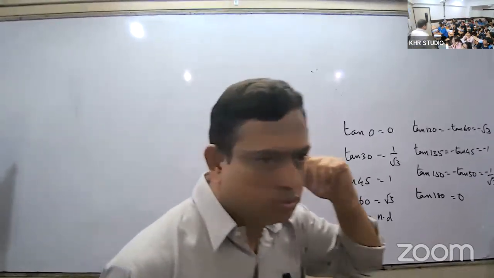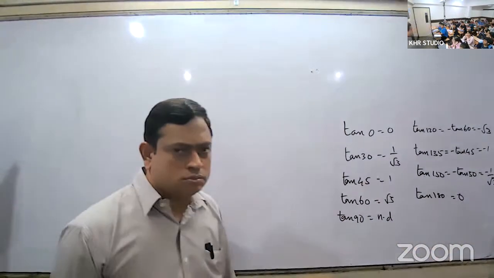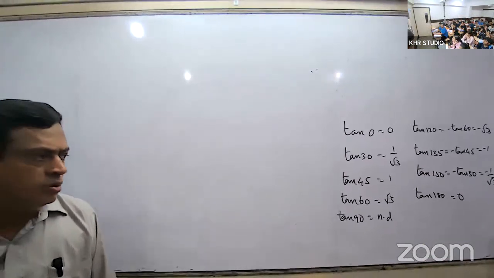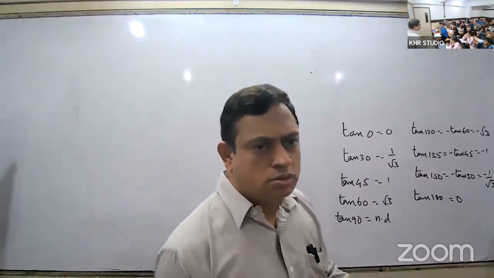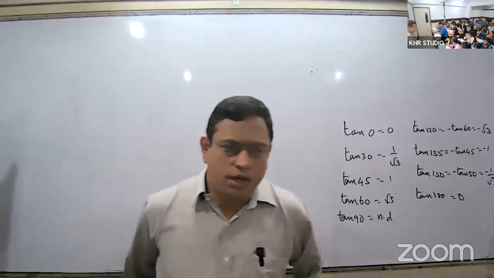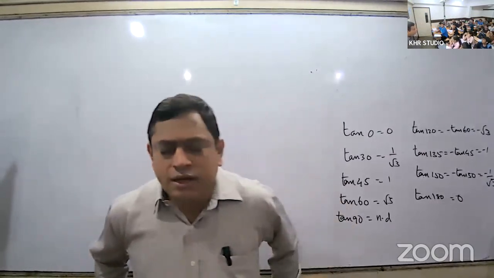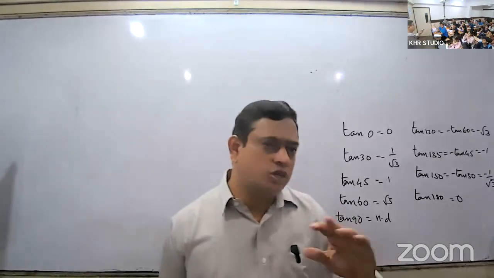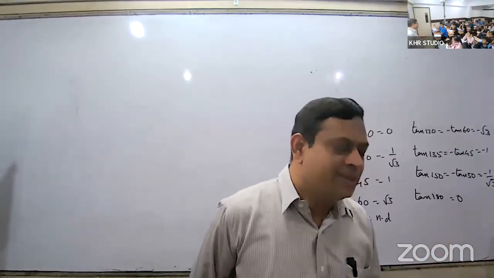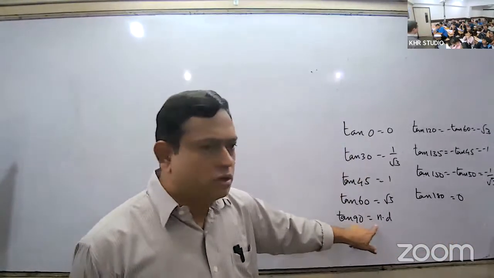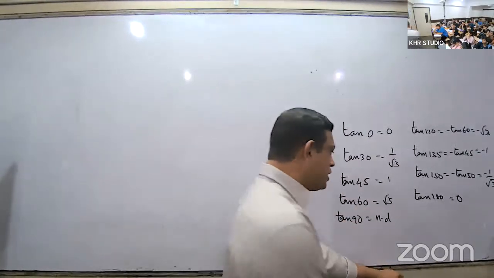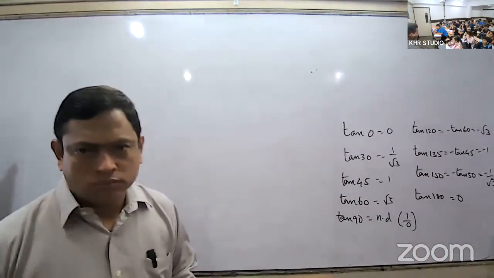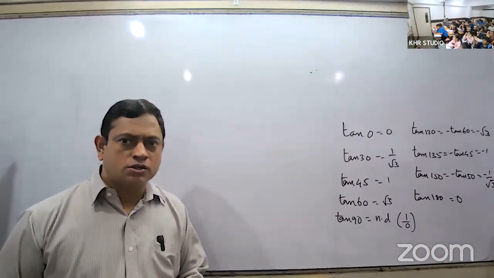Sir, if tan 0 is 0, then if tan 90 is not defined, what will come in tan 90? Yes, tan 90 not defined is written now. In any case, if you want to substitute, generally you will not get such a question, we will not write the not defined value, you will write it as 1 upon 0.